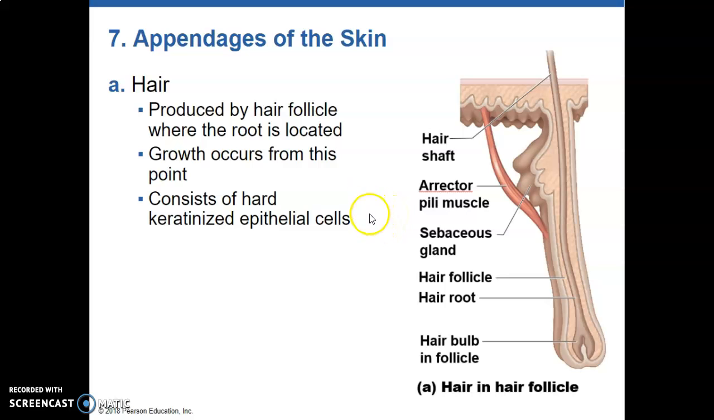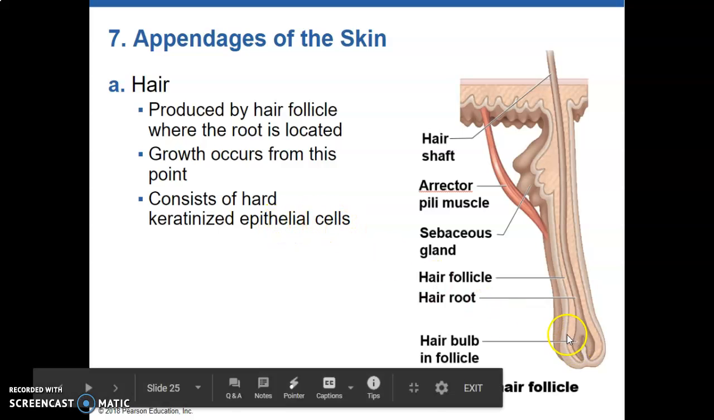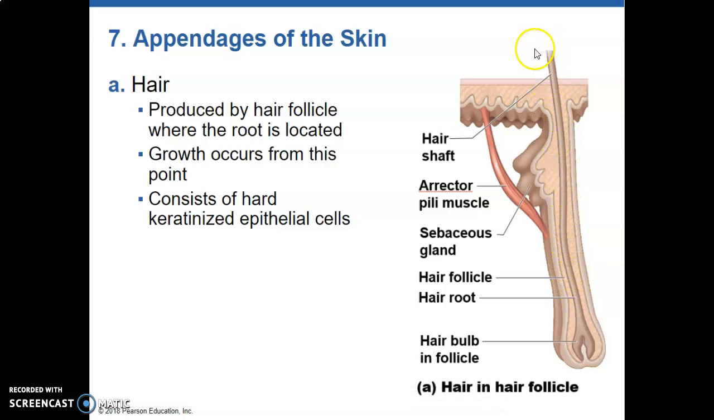Now I want you to know that hair consists of hard keratinized epithelial cells. Keratin is a protein, and the protein is made by specialized cells in your skin called epithelial cells. Those cells line the hair follicle right here. So these cells, as they're dying, produce a lot of keratin, and they become the hair itself. So your hair is actually keratinized epithelial cells.